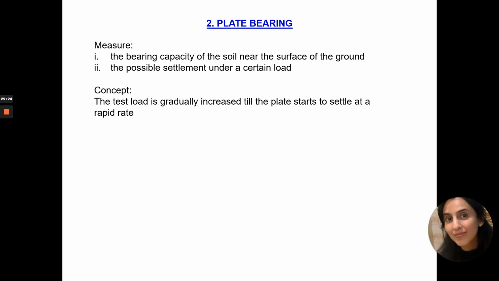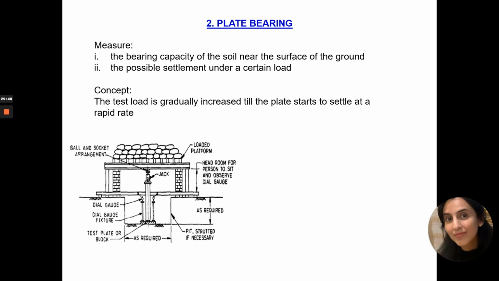Okay, plate bearing, the second in-depth field test. Plate bearing measures two things. The first is the bearing capacity of the soil, and the second is the possible settlement under a certain load. Settlement means mendapan, how much it can settle. The test load is gradually increased until the plate starts to settle at a rapid rate.